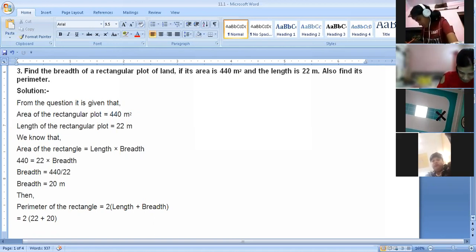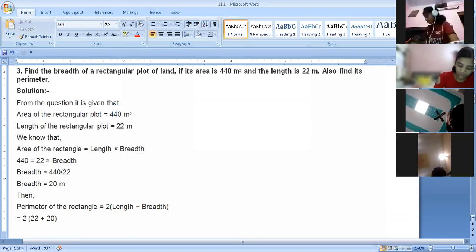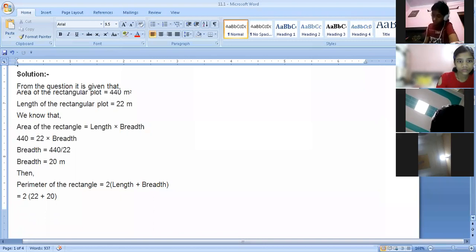Now in this question, we need the breadth as well as the perimeter. And the perimeter formula is 2 into length plus breadth. Length we already know, breadth we have got 20 meters. So we'll apply that breadth over here. Add it, add the brackets, multiply the number. You will be getting the perimeter of the rectangle.